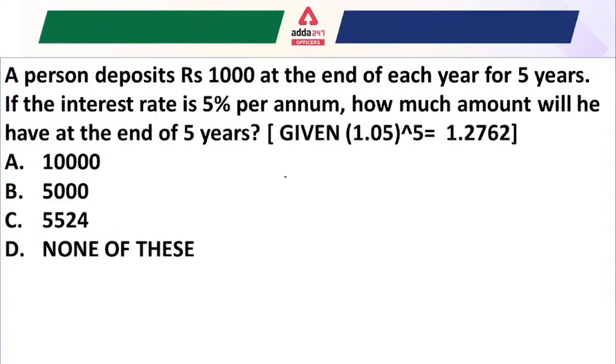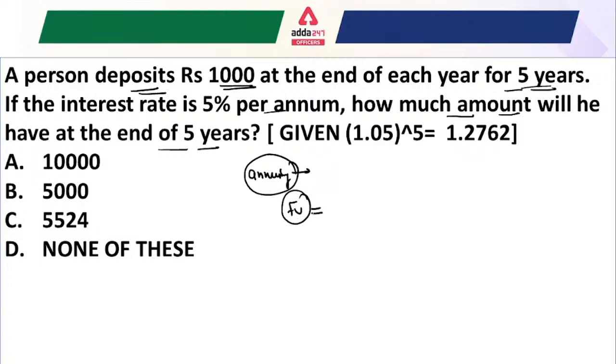So now we are going to understand another question. A person deposits 1,000 rupees at the end of each year for 5 years, and if the interest rate is 5% per annum, how much amount will he have at the end of the 5 years? Again, this is a question about 1,000 rupees at the end of each year. I already told you that an annuity is a series of payments. So in this question, 1,000 rupees is what a person is depositing for each year. That means now we can also apply the annuity formula.